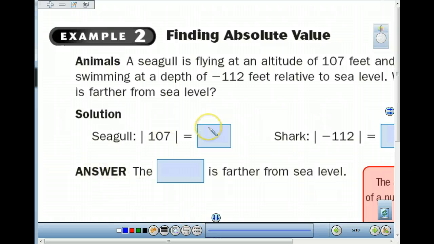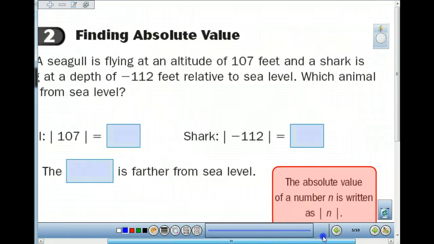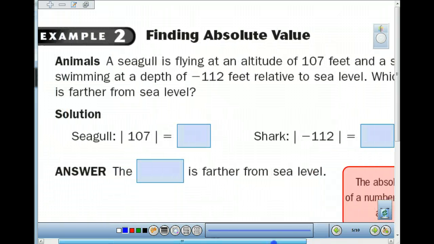So if we're looking at this, a seagull is flying at an altitude of 107 feet, and a shark is swimming at a depth of negative 112 feet relative to sea level. The question is, which is farther from sea level? Well, the seagull is actually 107 units away, or in this case, 107 feet. The shark is actually 112. So the one that is farthest would actually be our shark. The shark is the farthest from sea level.